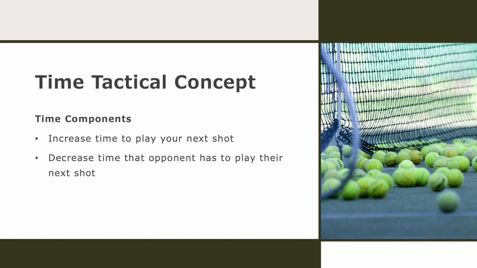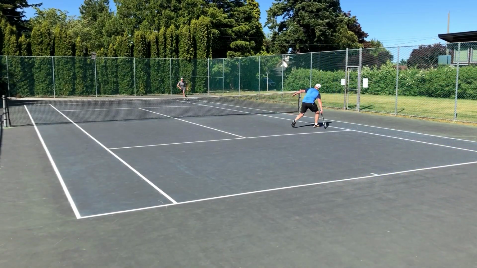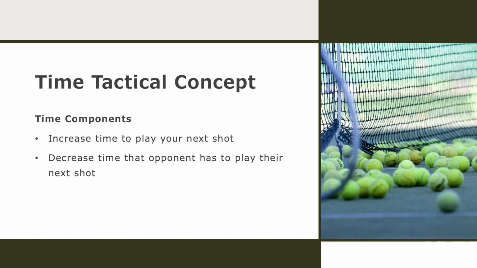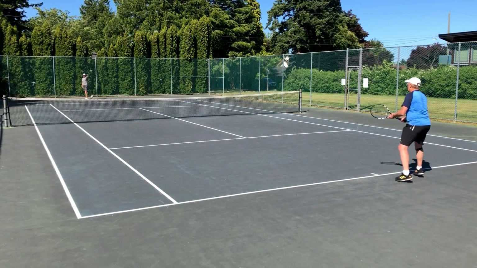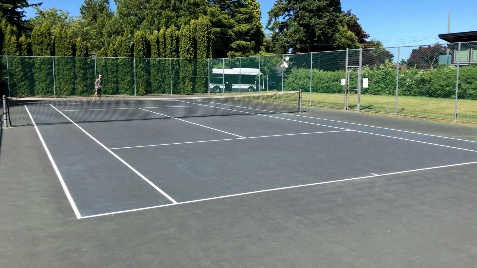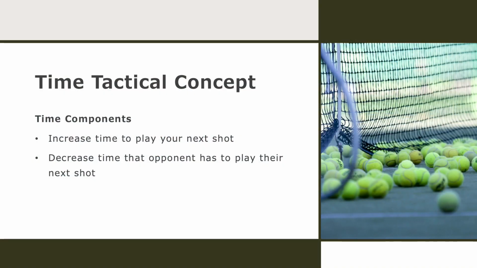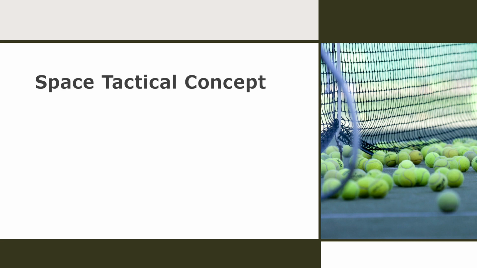And the other one is decrease time that the opponent has. This often means that I learn to move into the court, take the ball before it bounces in order to take away the opponent's time because they haven't got that time to recover. Or later on, as my skill develops, I might be hitting the ball harder and that goes back quicker, therefore giving less time for the opponent to respond.